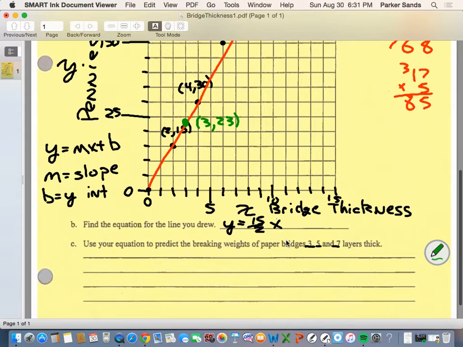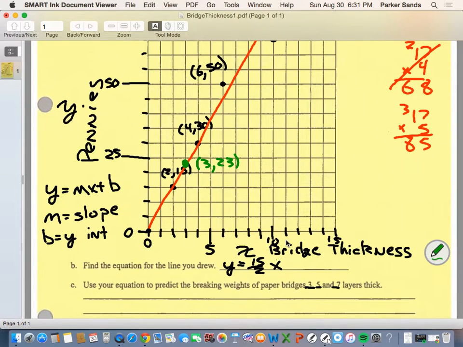It also wants us to predict 5. Well, 5 crosses about here, and that looks to be between 35 and 40. So what if we called that 37, if we just had to guess, just by looking at our red line that we drew. And then last it asks us to do 7. So this is 5, this is 6, this is 7. Where does 7 cross this line? That looks like it crosses between 50 and 55, so if we called that 54. Okay, so those would be our guesses just by looking at the line.